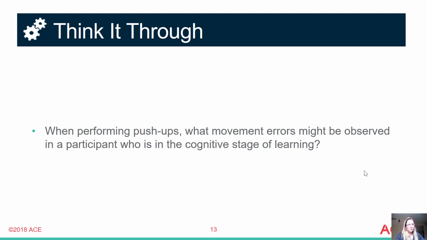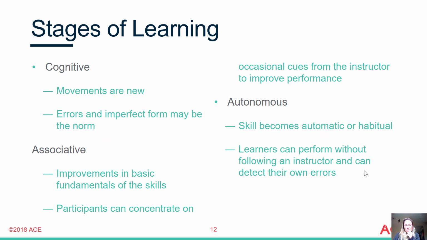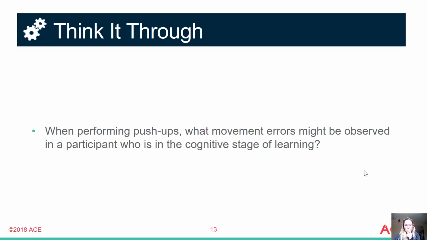So think this one through. When performing push-ups, what movement errors might be observed in a participant who is in the cognitive stage of learning? Now remember, cognitive. Movement is new, lots of errors, imperfect form. So pause and give me some feedback.